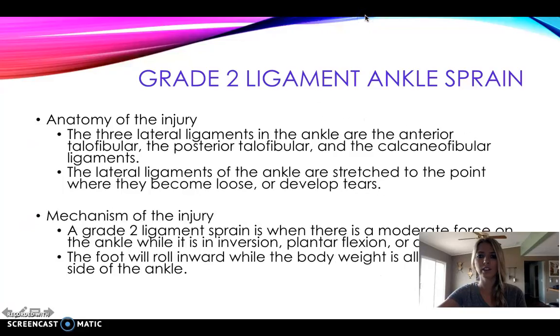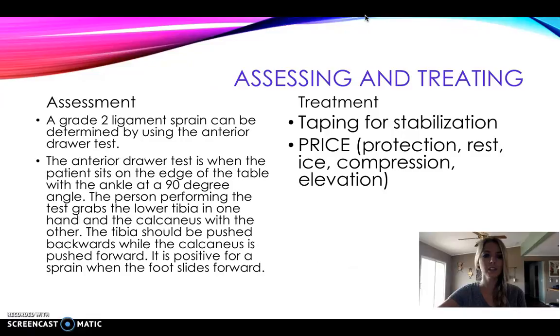The last injury that we have is a grade 2 ligament ankle sprain. The grade 2 ligament ankle sprain is when all of the ligaments are stretched to the point where they become loose or can become tears. The ligament sprain often happens when there's a force on the ankle while it's in inversion, plantar flexion, or adduction. To assess this, you want to use the anterior drawer test.